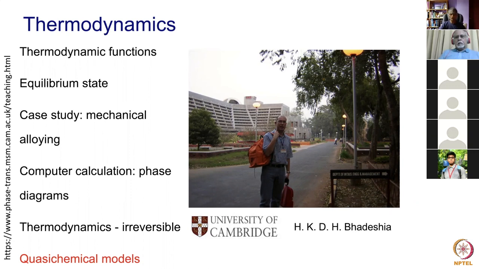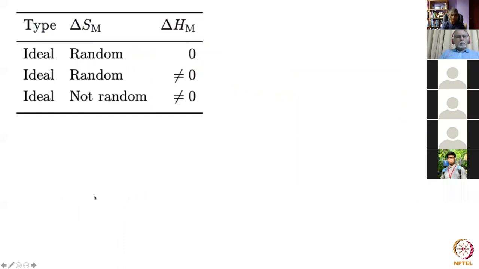Okay, so just to summarize then, these are the characteristics of the models that we have discussed so far. The ideal solution has a random mixture of atoms and zero enthalpy of mixing. So the entire contribution to the free energy comes from the minus T delta S_M term. And the system is said to be completely random at all temperatures.